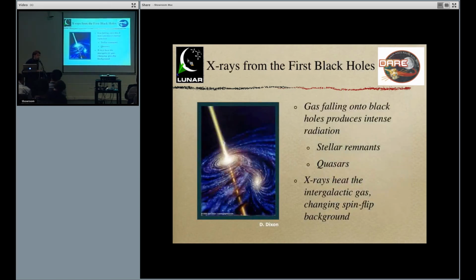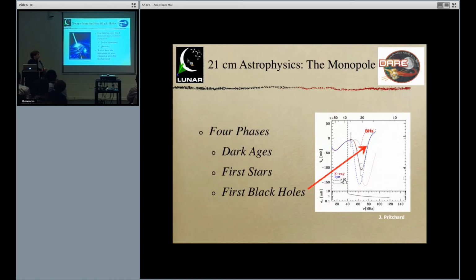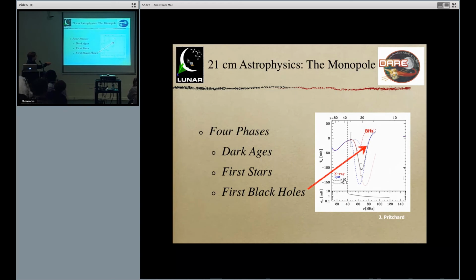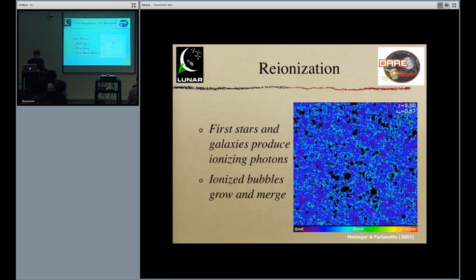Soon after the first stars form, the first black holes will also form. The black holes will attract the matter around it. That will fall in at high velocities. It will collide, heat, and emit high energy radiation. Those X-rays will then be able to travel through the universe and heat the gas to very high temperatures. Right? And as far as the spin flip signal is concerned, we go from a very cold universe, which is absorbing. As these X-rays heat the universe, they turn that cold gas into hot gas, which turns absorption into emission. And so by looking at this era, we're learning about the first black holes to form in the universe.